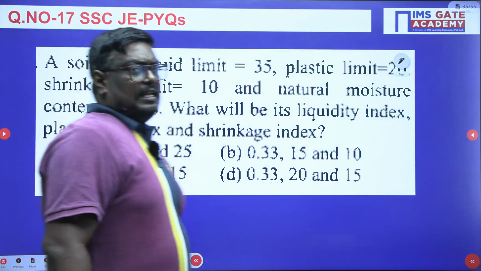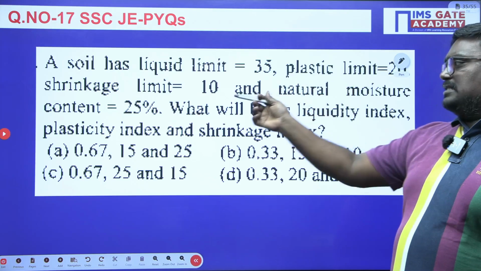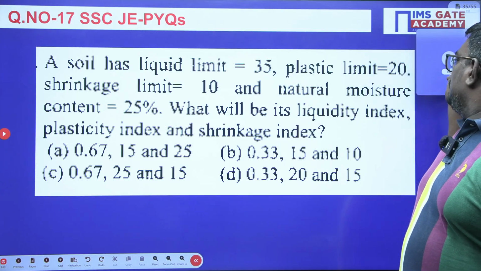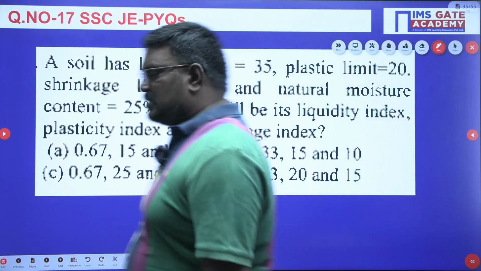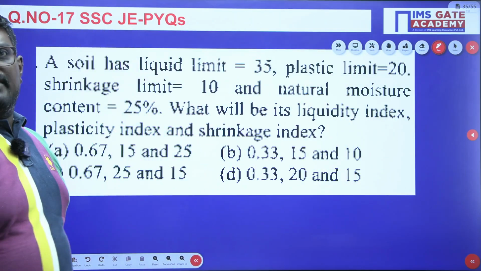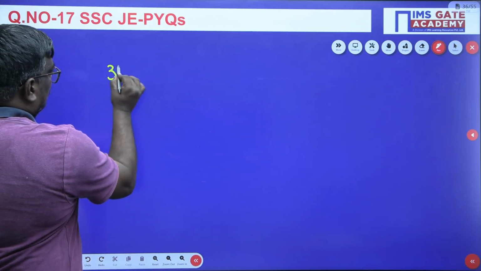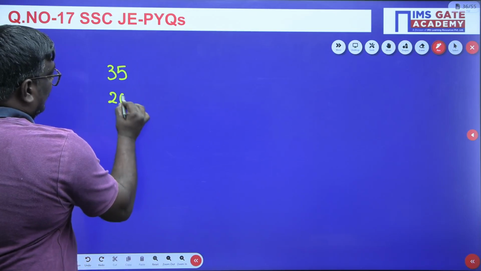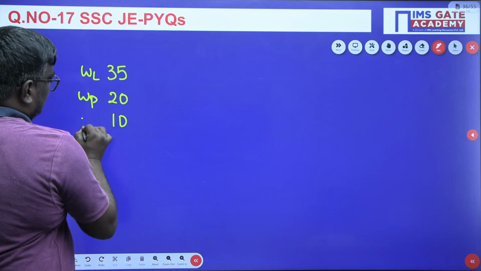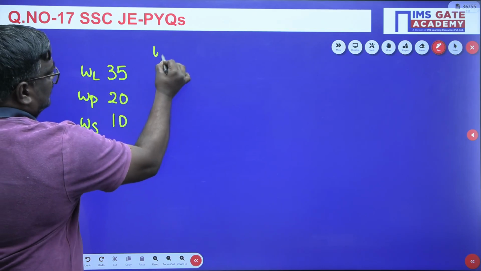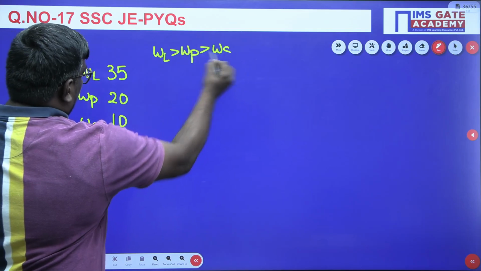Now see students, another important question. A soil has a liquid limit of 35 percentile, plastic limit of 20 percentile, and shrinkage limit of 10 percentile. And natural water content is how much, sir? Natural water content is also 25. Okay. Now 35, 20, 10. Now how will I know, my dear students? This is liquid limit, this is plastic limit, and this is shrinkage limit. And remember always, students, liquid limit is greater than plastic limit, which is greater than shrinkage limit.